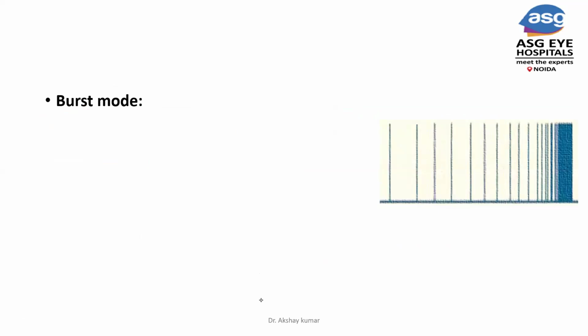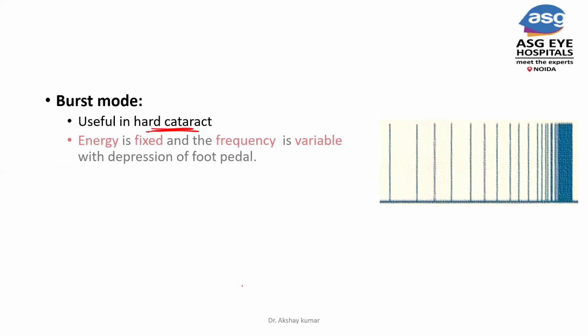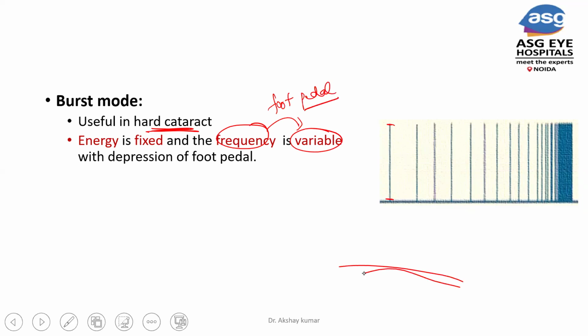Next is the burst mode. It is very useful for chopping in hard cataract. So here the energy is fixed, as you can see. Energy is fixed and the frequency is variable. How is it varying? Frequency is variable with respect to the foot pedal depression. So how does it work?